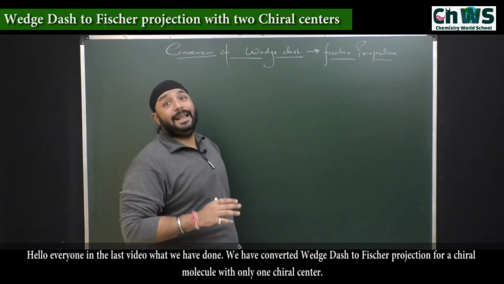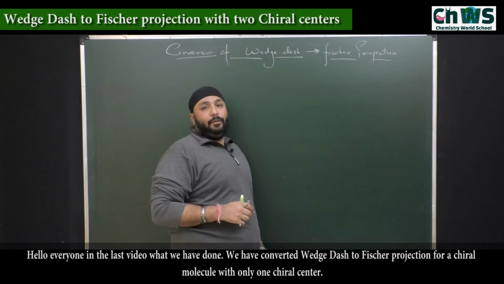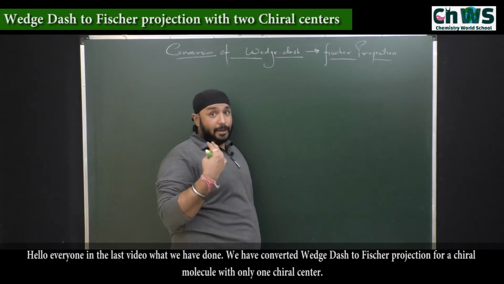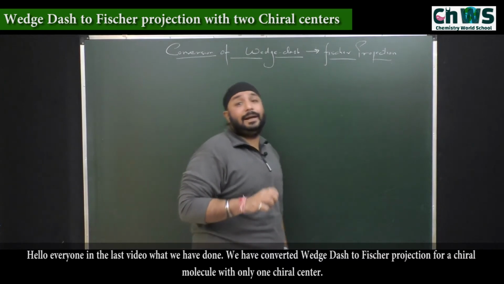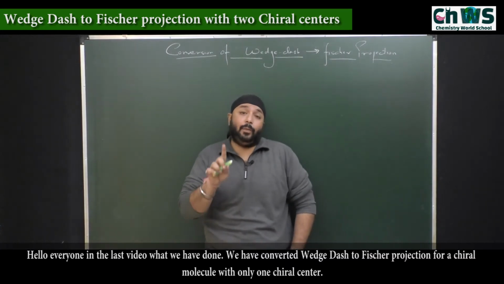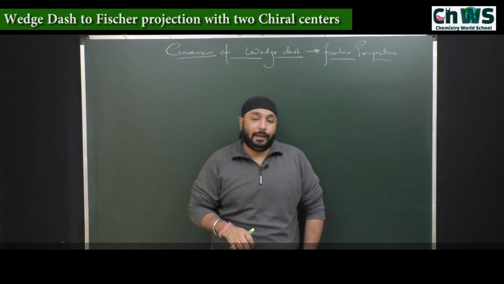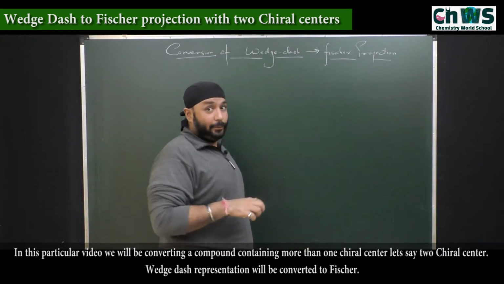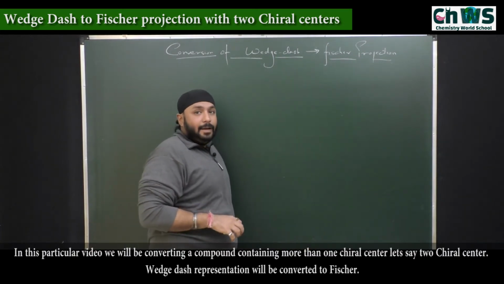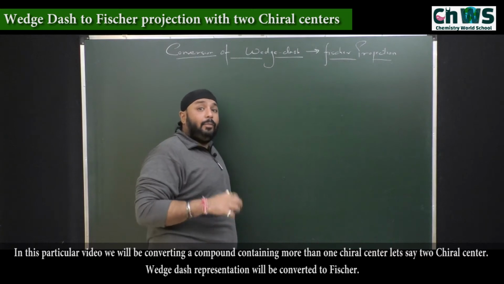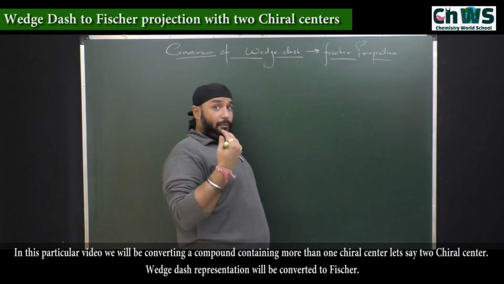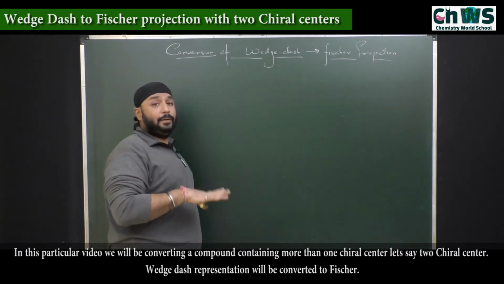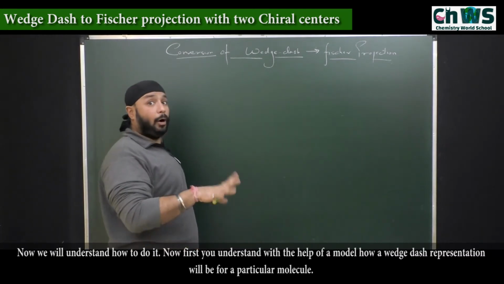Hello everyone. In the last video, we converted wedge-dash to Fischer projection for a chiral molecule containing only one chiral center, right? Now in this particular video, we will be converting a compound containing more than one chiral center, that is, two chiral centers. Wedge-dash representation will be converted into Fischer. Now we will understand how to do it.